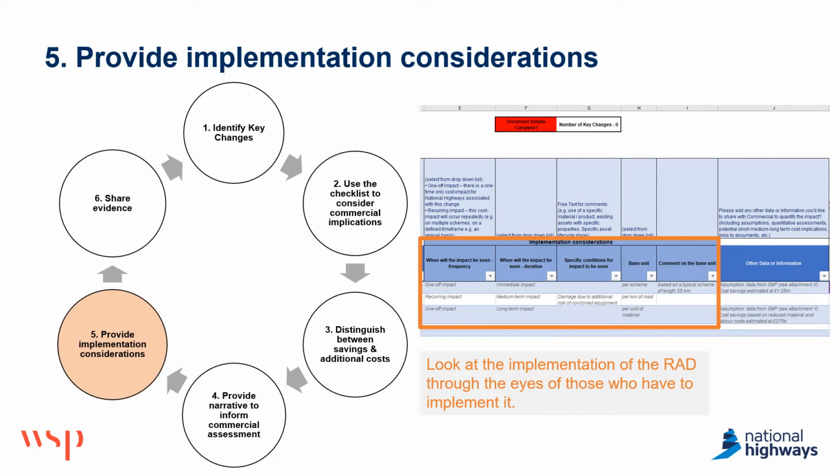So for example, does it only occur after damage, or is it something that occurs at the outset of every project? And then if there's any further information you can provide on base unit, so how it could be costed. Is it a cost per scheme? Is it a cost per kilometre of a road, or cost per unit of material? And then any commentary you have on that base unit.